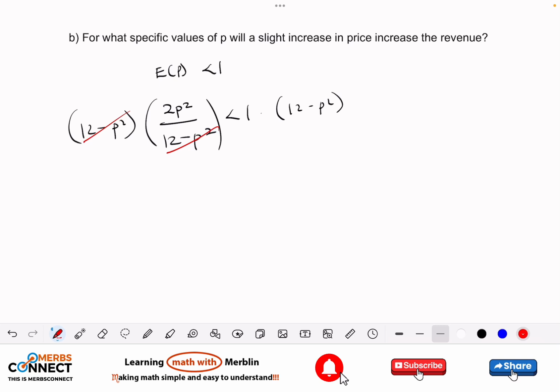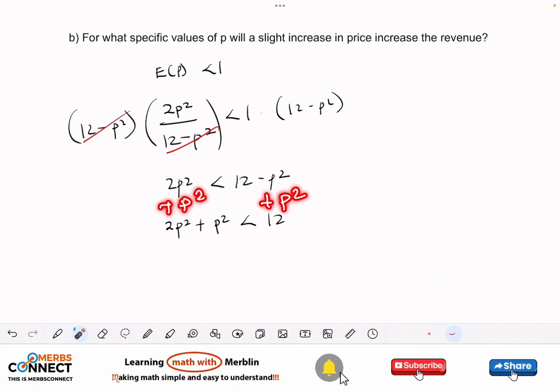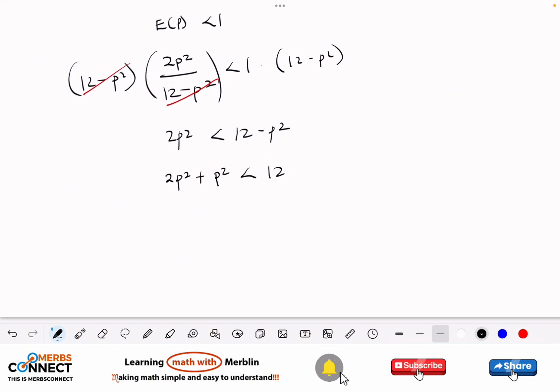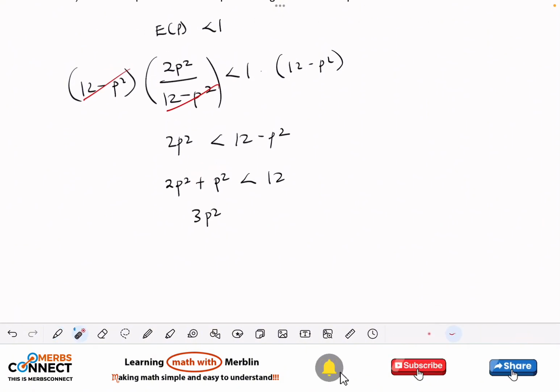This one will cancel this, leaving us with 2P squared less than 1 times this will give us 12 minus P squared. Then I'll move minus P squared to this side. So I'll just have 2P squared plus P squared less than 12. So the other one I just added plus P squared to both sides. Another way is just moving this one to this side. Since this is minus, when it crosses over it becomes positive. So this is going to give us 3P squared, 2 plus 1 will be 3, which is less than 12.